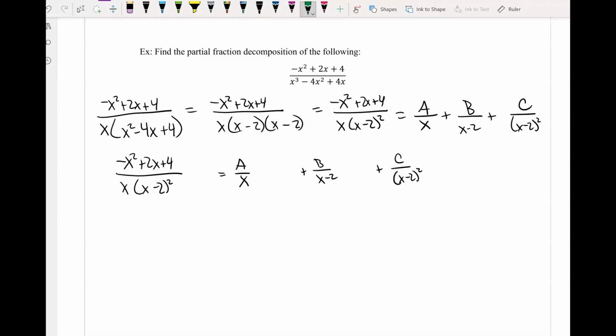And what I'm going to do is multiply everything by whatever the denominator was, the factor for the denominator. So I'm going to multiply this guy by x times x minus 2 squared. This guy by x times x minus 2 squared. This guy by x times x minus 2 squared. And this guy by x times x minus 2 squared.